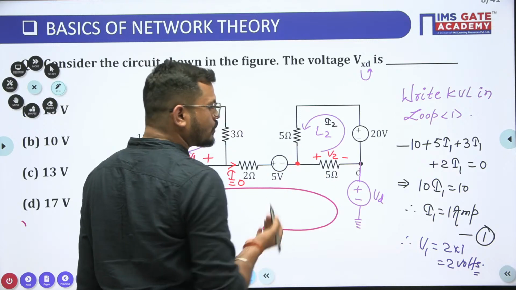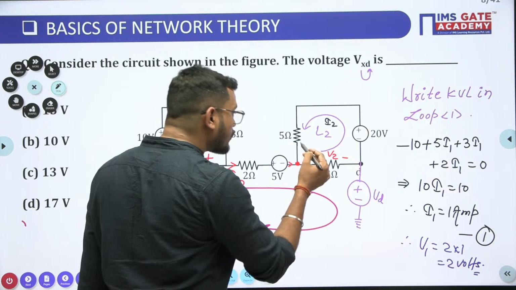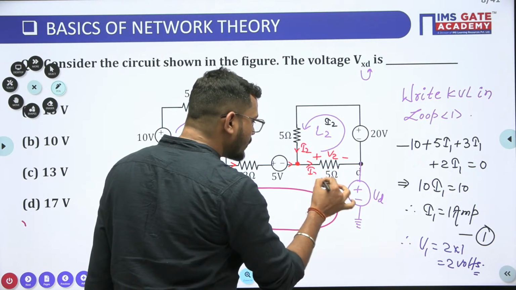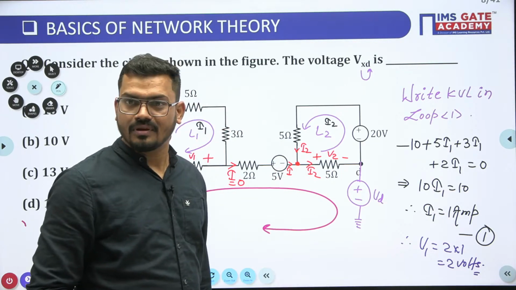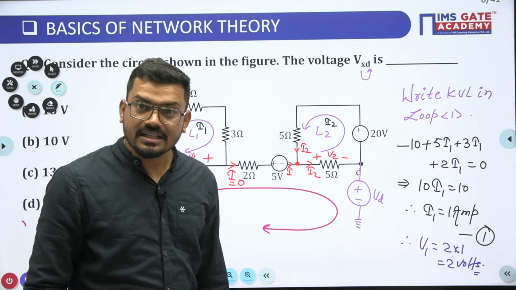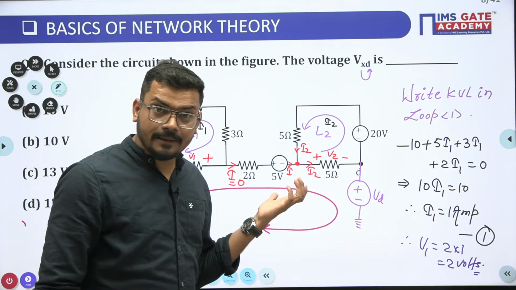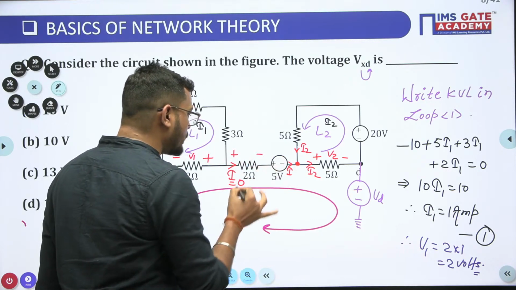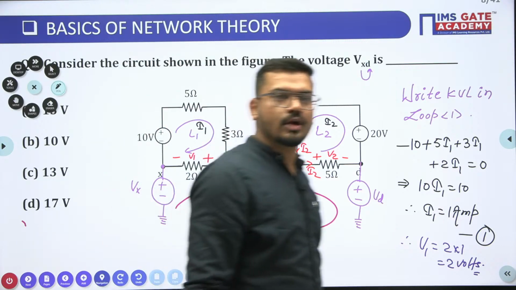Try to apply KCL. If there is incoming current, there should be outgoing current also. Here I2 is coming, I2 is going. So what will happen to this current? This should be equal to 0, otherwise there is a violation of KCL at this node, which is not acceptable. So simply we can say this current should be equal to 0, and then the voltage drop across this 2 ohm resistor should be equal to 0.